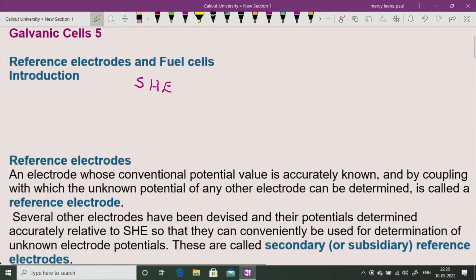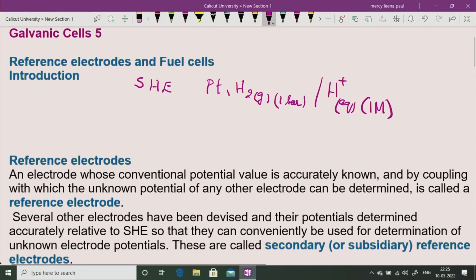You have already seen one of the reference electrodes, which is the standard hydrogen electrode, SHE, which can be represented as platinum in contact with hydrogen gas, which is maintained at a pressure of 1 bar, in contact with a solution of H plus ions. Again, here the concentration has to be maintained at 1 molar.